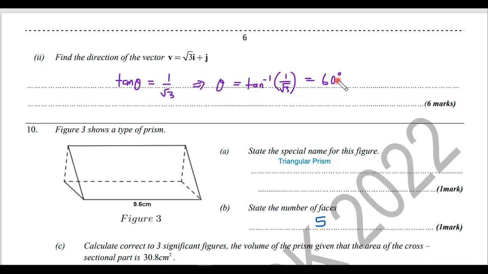If you're using these other higher calculators, you enter this directly. You press shift, that's the first thing, then you press tan, and then you enter this value. It will give you 60 degrees as well. Okay.